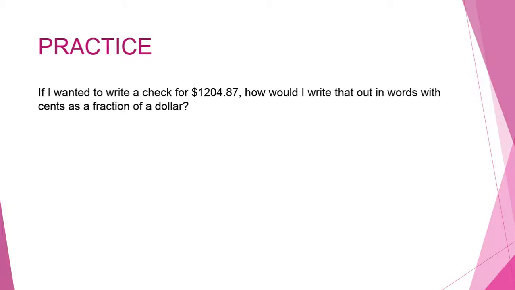All right. So I want you to take a minute, try out this question, and then resume when you are ready. All right. So this one right here is going to be written as 1,204. Then we put the word and between the dollar and the cents, and then for 87 cents we write 87 over 100. So that's all I write on that line.